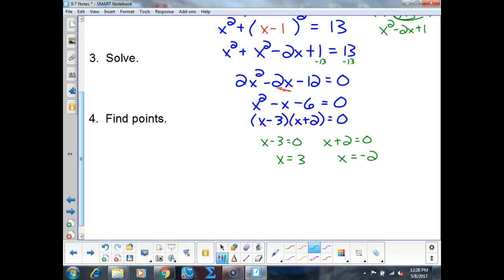Okay. Now, here's where the tricky part comes. It's in step 4. Find the points. What do I have to do?